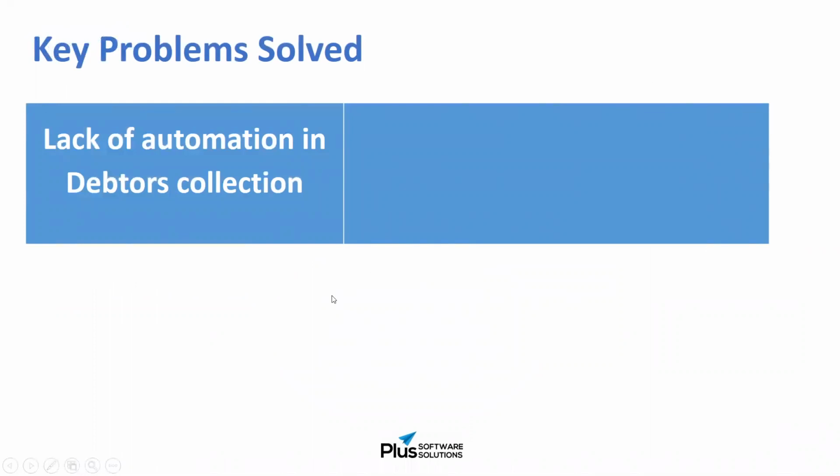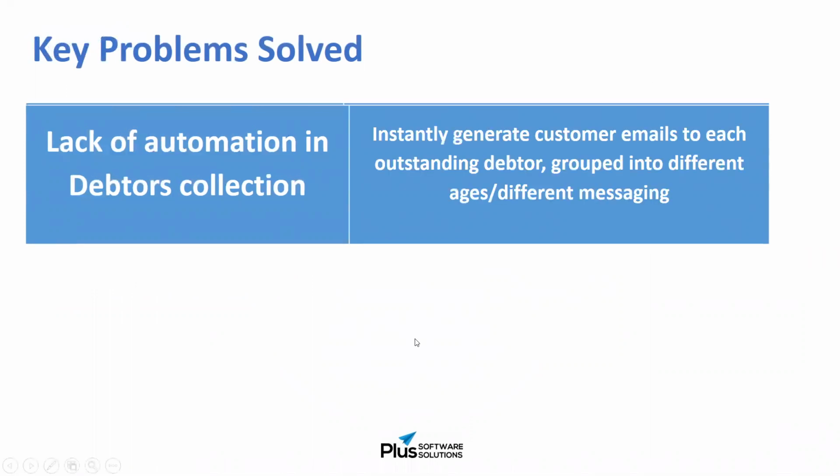One of the challenges with debtors is often there is no automation with regards to the debtors collection. Cash Manager solves this because it gives you an opportunity to generate custom emails either to individuals or to the different groups, and you can offer different messaging depending on the outstanding debt. So we'll show you how to do that right now.